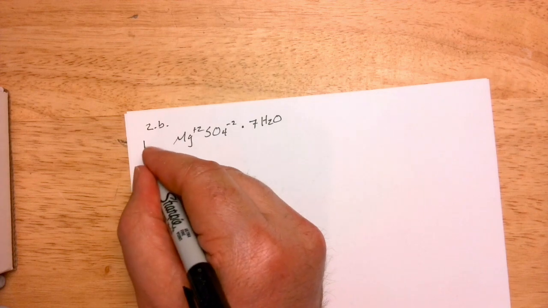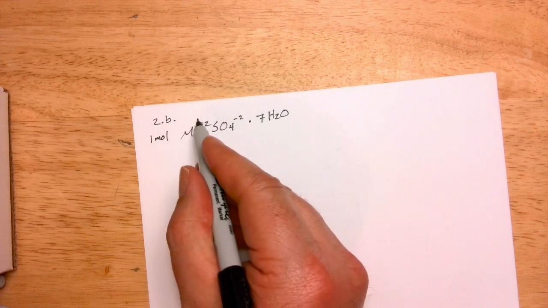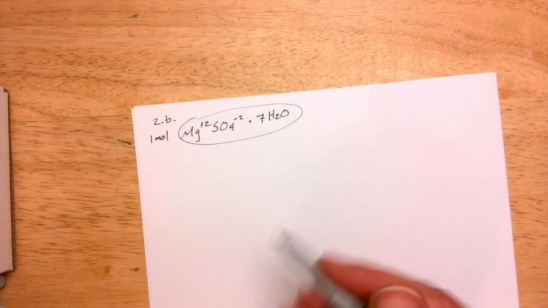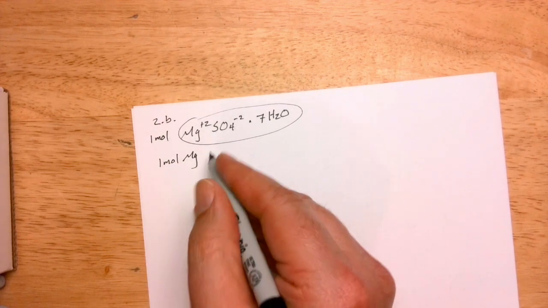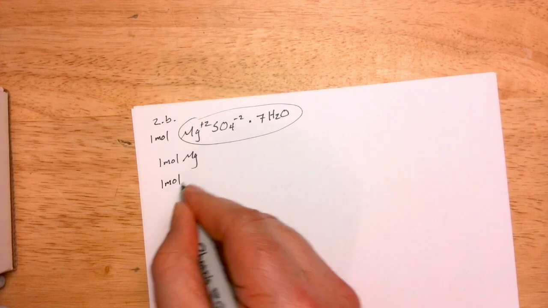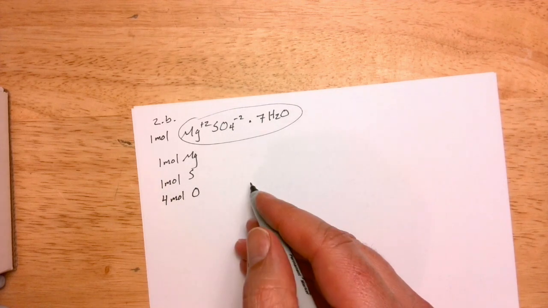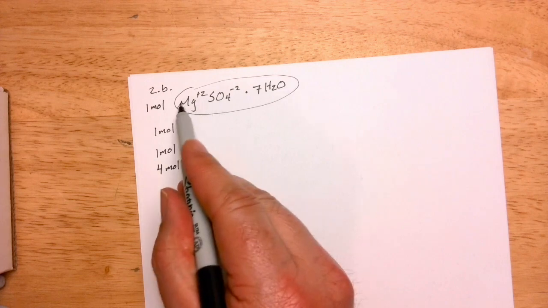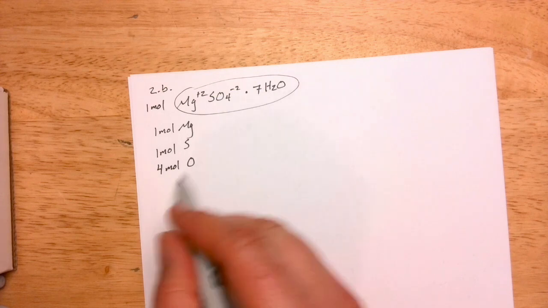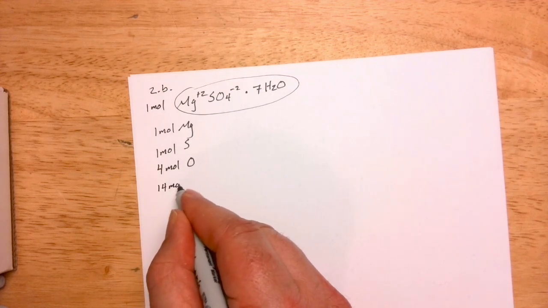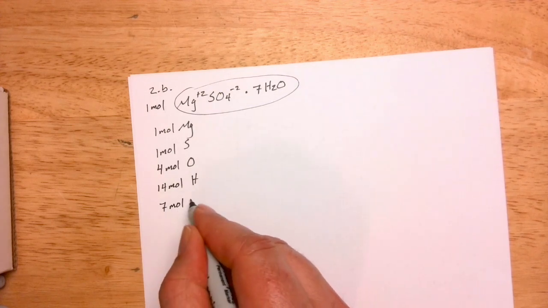So if you have 1 mole of magnesium sulfate heptahydrate, so this is kind of acting as 1 unit here. So if I have 1 mole of this compound, I'm going to have 1 mole of magnesium. I'm going to have 1 mole of sulfur. I'm going to have 4 moles of oxygen. And then, because for every one of these, I'm going to have 7 water molecules attached to this, 7 times 2, I'm going to have 14 moles of hydrogen. 7 times 1, I'm going to have 7 moles of oxygen.